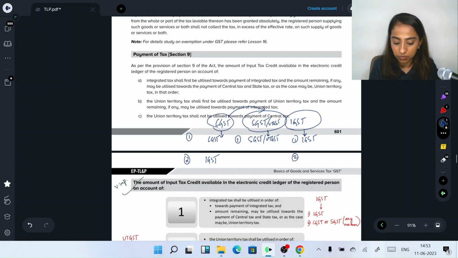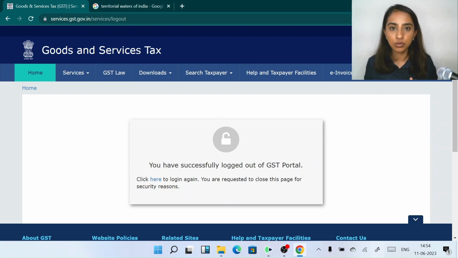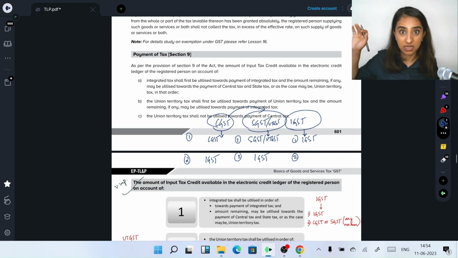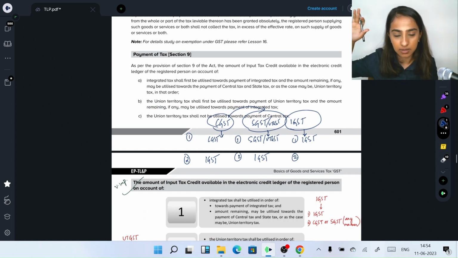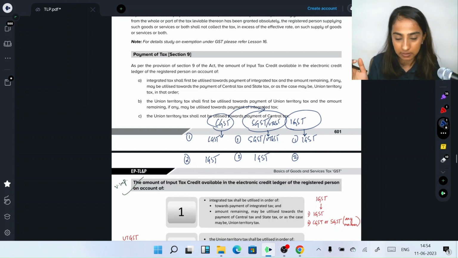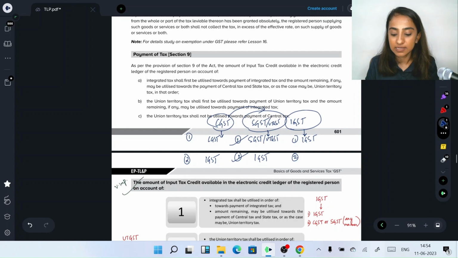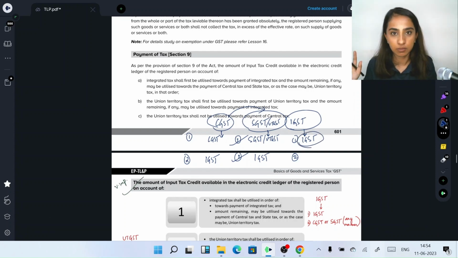CGST you can utilize first for CGST and then for IGST. IGST is integrated, right? It's a tax levied by the central government of India, not specific to any state. So CGST is to be utilized for CGST first and then IGST. SGST is to be utilized first for SGST and then for IGST. But IGST is like the grandfather. You can utilize this credit for everybody, but first you should utilize it for itself.